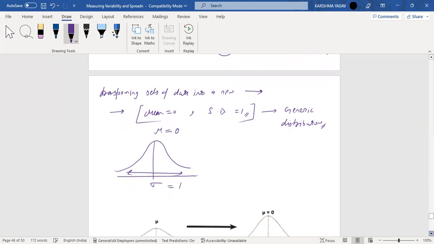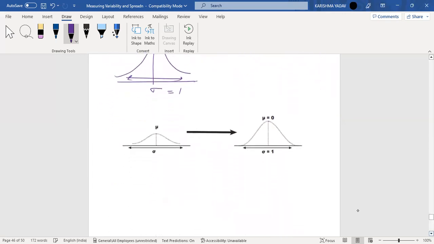Here we have the spread of the data, this is the mean, and this is the deviation in the generic distribution, where we have a mean of 0 and a standard deviation of 1. Standard scores can take any value and they indicate positions relative to the mean. In the previous case we had z1 and z2; these are the standard scores at that time.